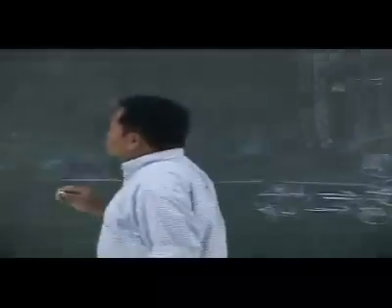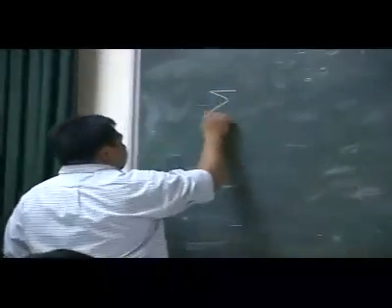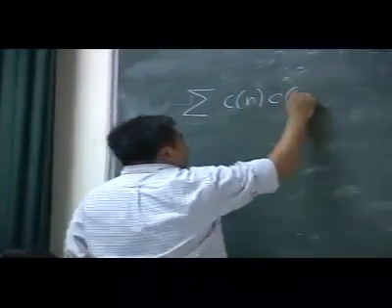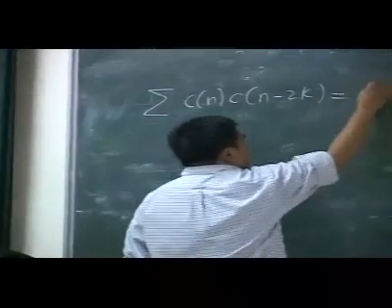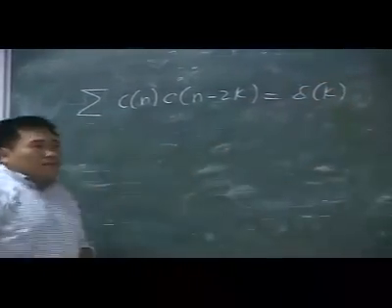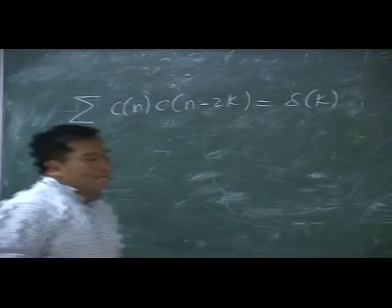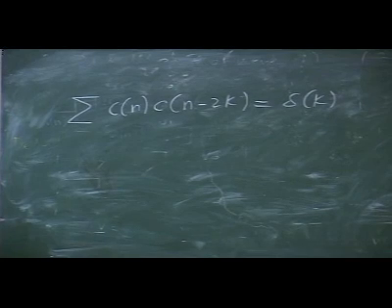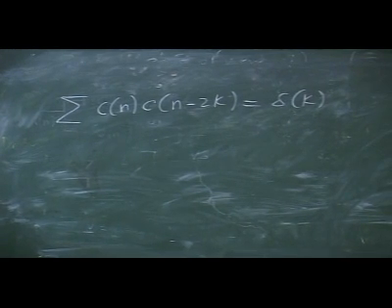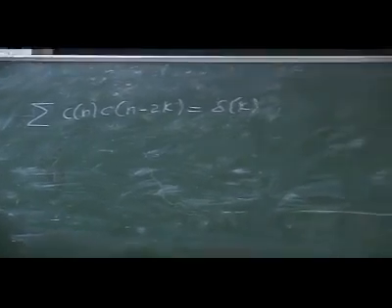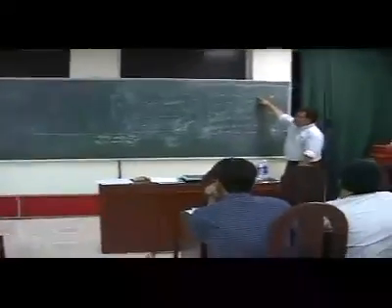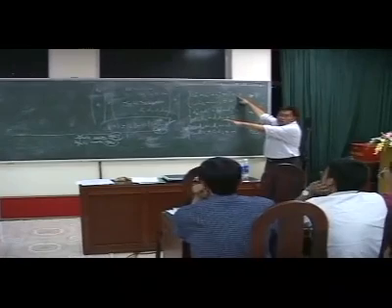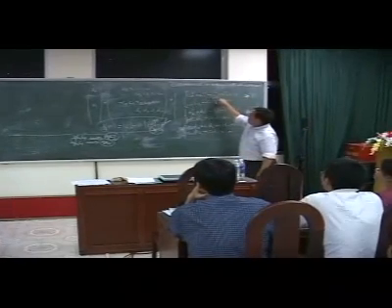Tell me, what does it look like? That's the summation, right? If we have C of n minus 2k equal to delta k, would that be okay? Let's take k equal to 0. When k equal to 0, what do we have? This equation, right? When k equal to 0, you have Cn squared, and delta k is 1. So you have the sum of the C squared equal to 1.